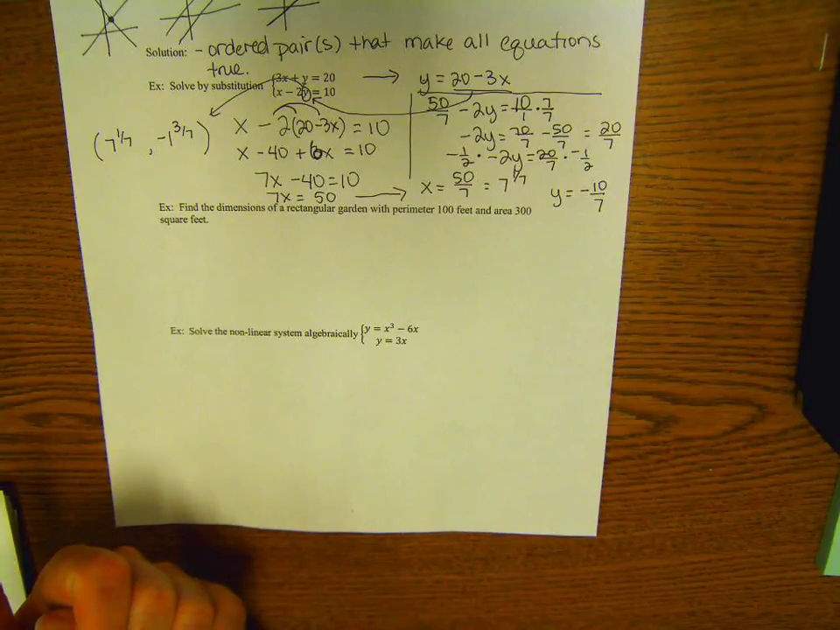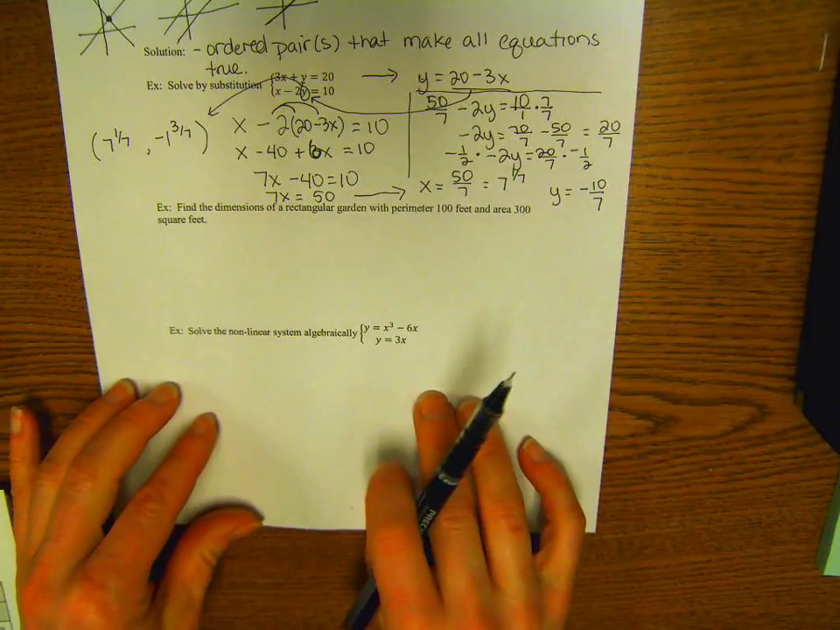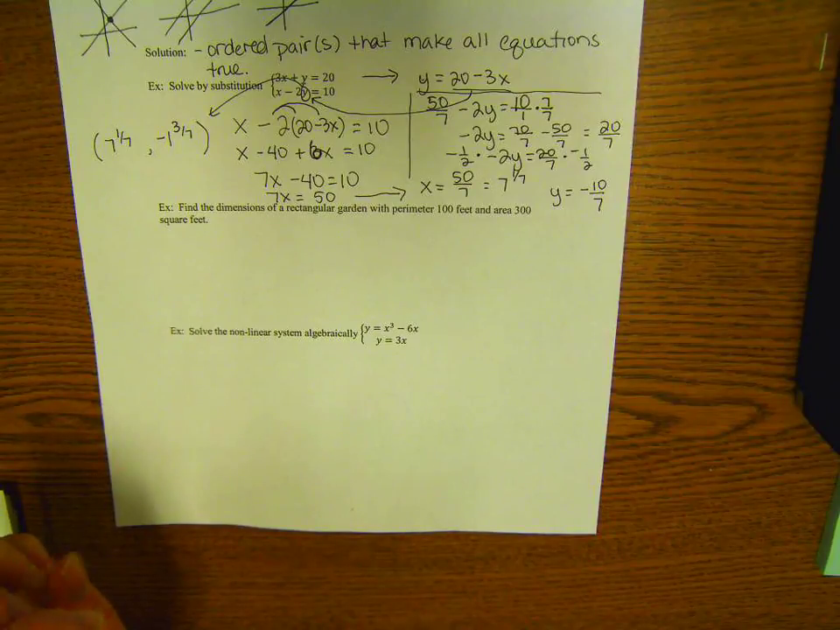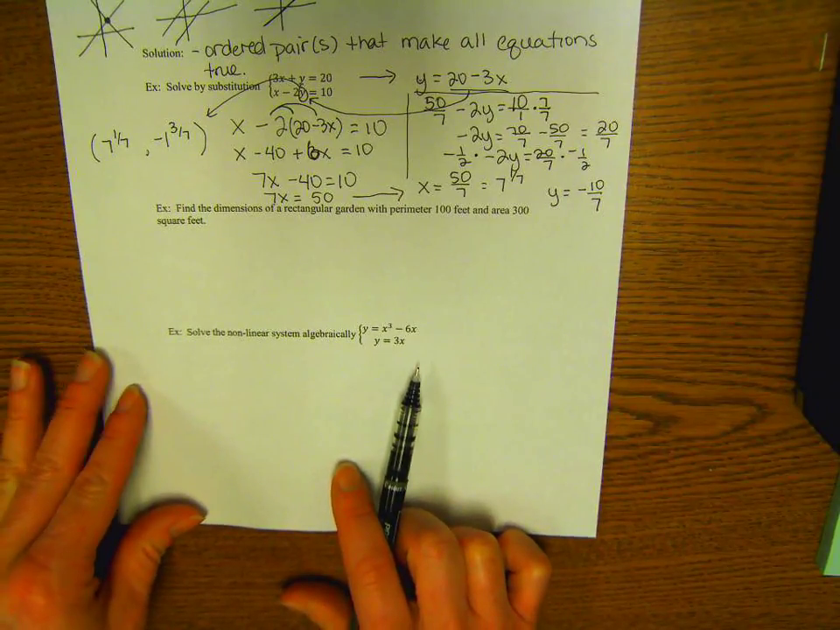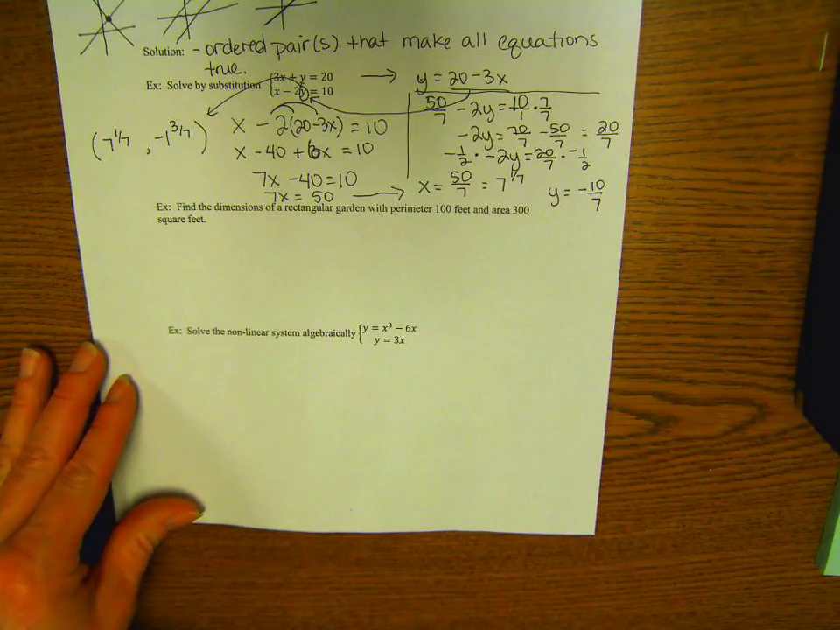I'm going to show you something that is non-linear. So solve the non-linear system algebraically, and this looks actually like the same exact one. How would I solve that algebraically? So I have y equals 3x and y equals x cubed minus 6x.